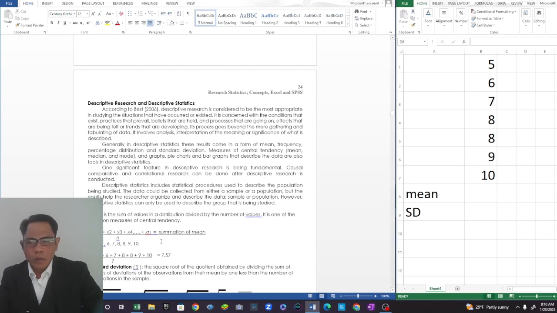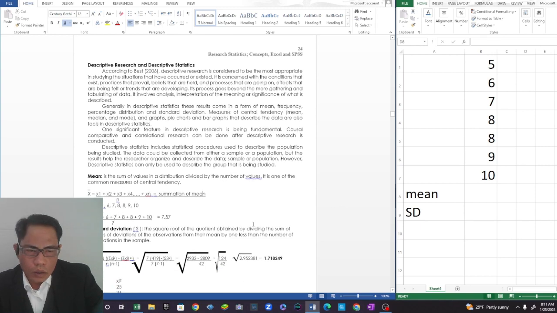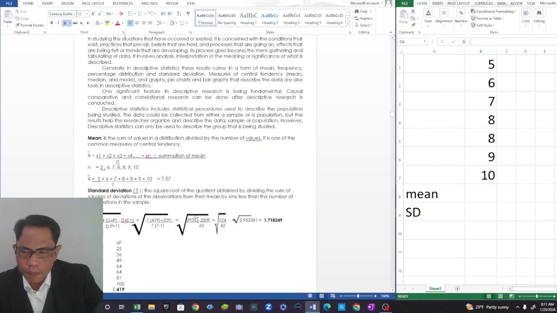So there are actually a lot here. We have mean, frequency, percentage distribution, and standard deviation. I'll talk first about mean and standard deviation because this is very basic but very misunderstood in terms of its real value. So mean is basically your average. It's the sum of values divided by the number of values. So it's just the sum of values divided by n. That's how you do it with paper and pen using the mean.